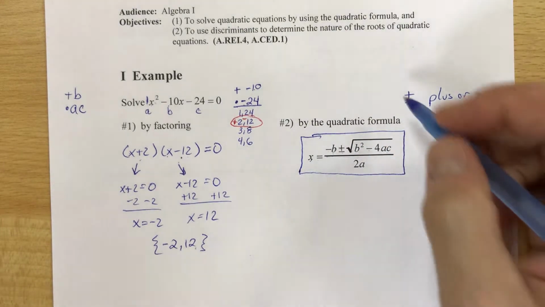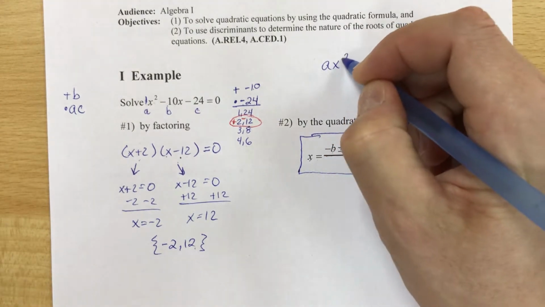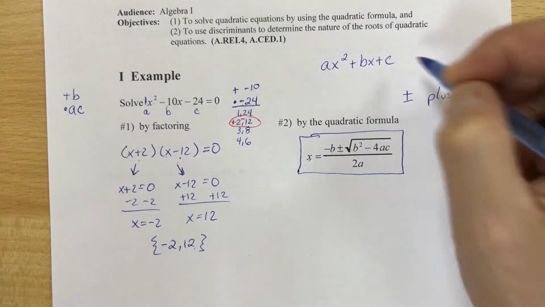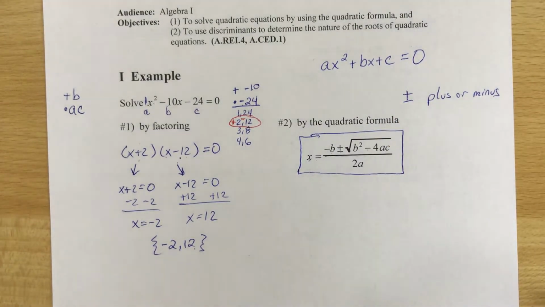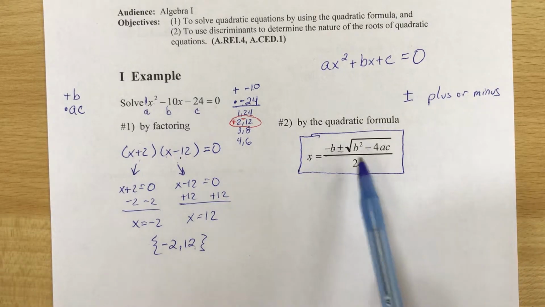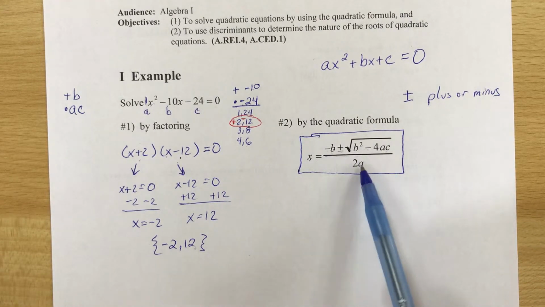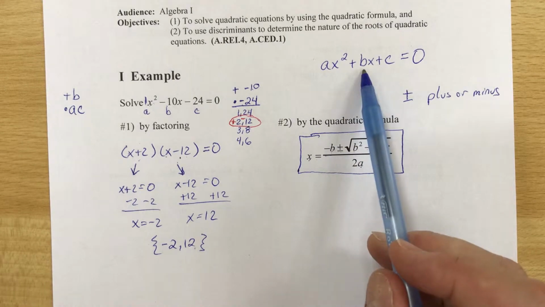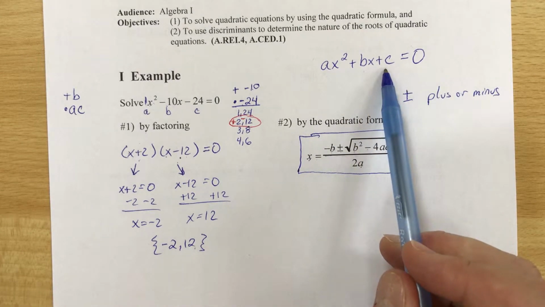Now you can only use this for a quadratic equation in the form ax squared plus bx plus c equals 0. It has to be equal to 0, just like factoring. Now you see all these letters, all these variables, and it's kind of intimidating, but the a is the number in front of x squared, the b value is here, and then this is the constant c.